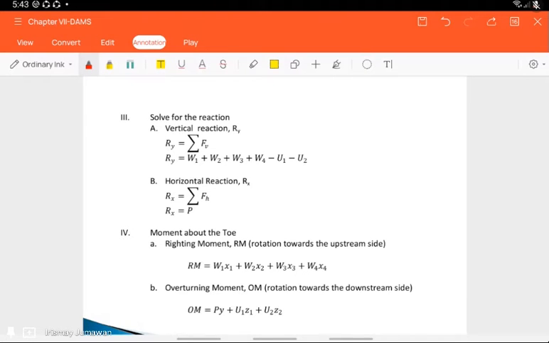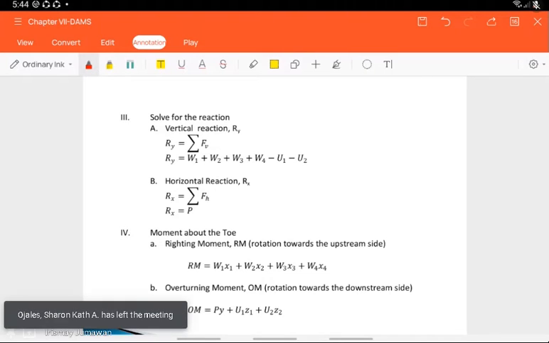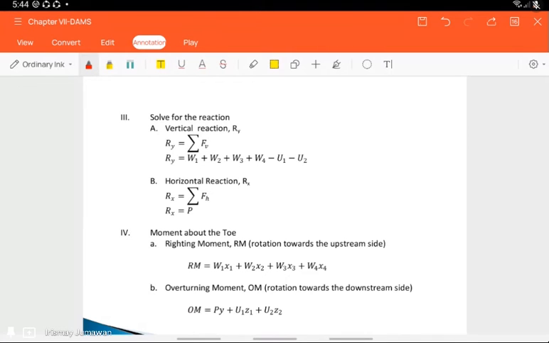So you have vertical reaction Ry, so that is the summation of vertical forces. Then for the horizontal reaction, you have to sum up all the reactions along horizontal. So you need this in order to determine the location of the resultant load, so that you will know what will be the distribution of the soil pressure.